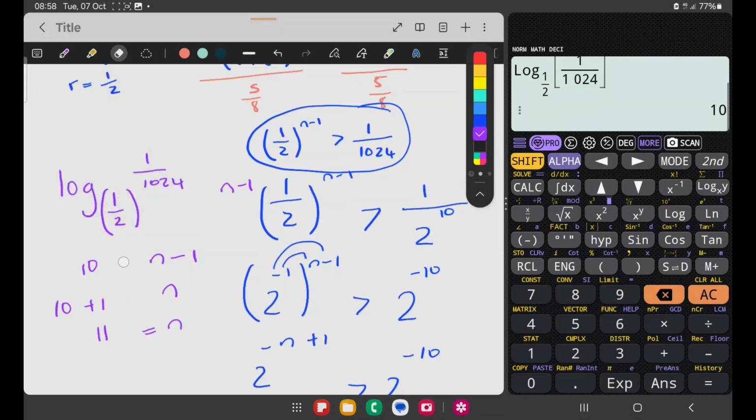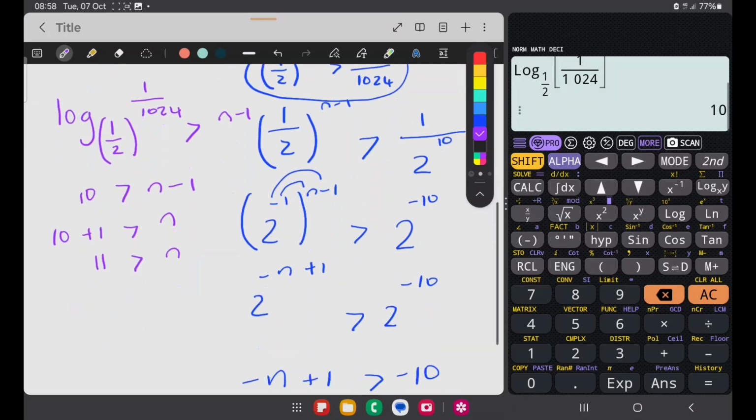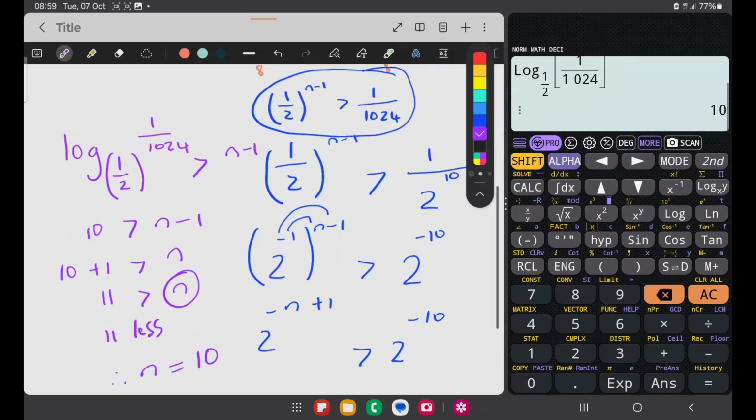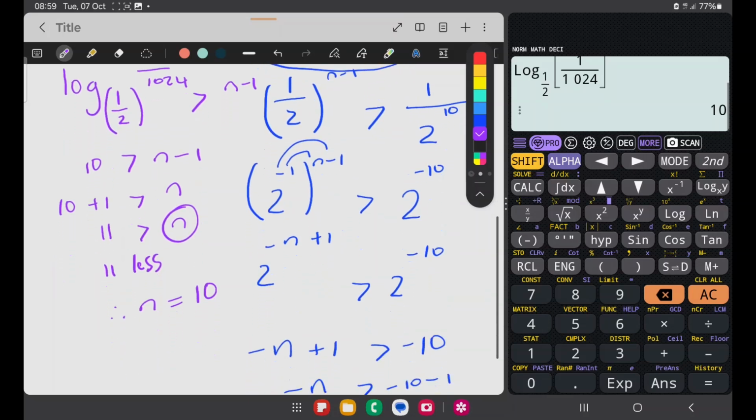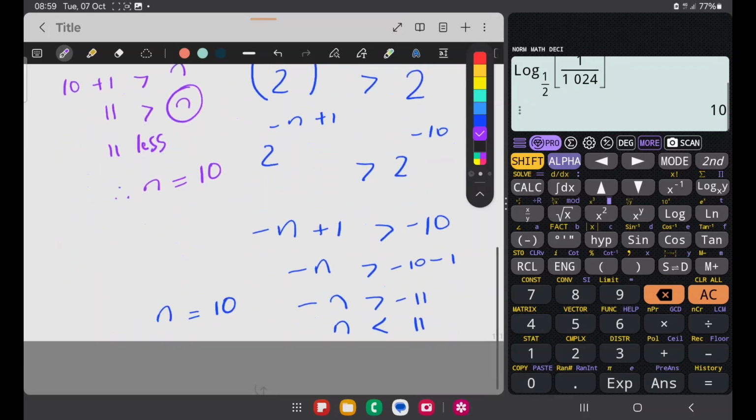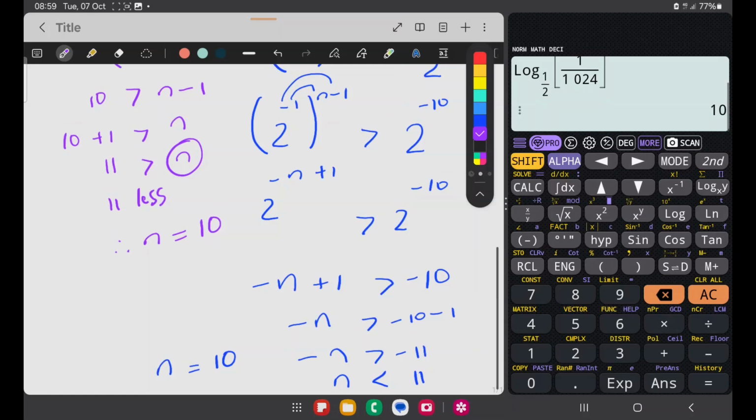This was not equal to. Okay, let's undo that. So this was greater than. If you read to the left, you read in the opposite direction. So you say n is less than 11. Therefore, n is 10, because that's the biggest number n can be. Okay? So that's how you can do it, or you can do it like this on my right-hand side.